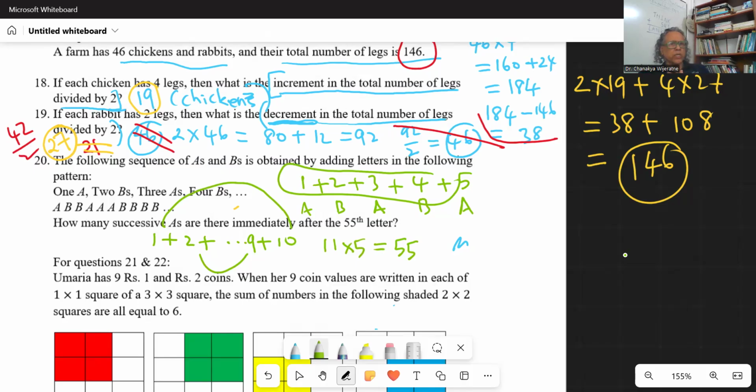So then what is the block of 10 here? The even blocks are B's. It's a block of 2 B's, so this is a block of 10 B's, and up to 10, we have 55 letters. After the 55th letter, there is a block of 11 A's. So how many successive A's? It's 11. It's 11 A's, right?